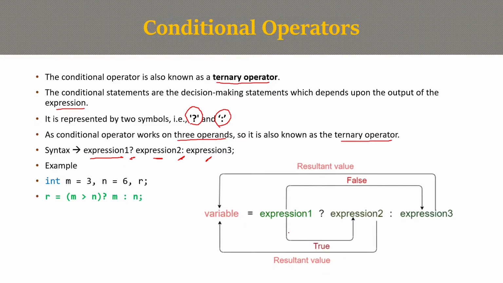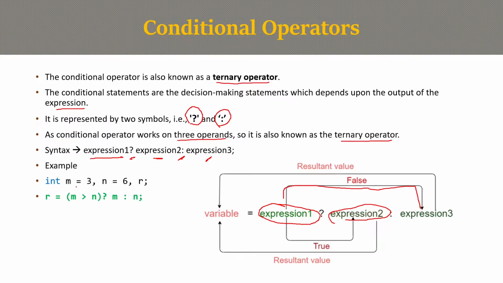So let us see in this diagram how actually this is done. Firstly, we have the variable equals expression 1. This is the decision-making statement, right? From this decision-making statement, it is followed by a question mark. Now if this decision is true, it will go to expression 2, and it will store the value of expression 2 into this variable. But if expression 1 is false, then it will go to expression 3, and the value of expression 3 will be the resultant value of this variable.